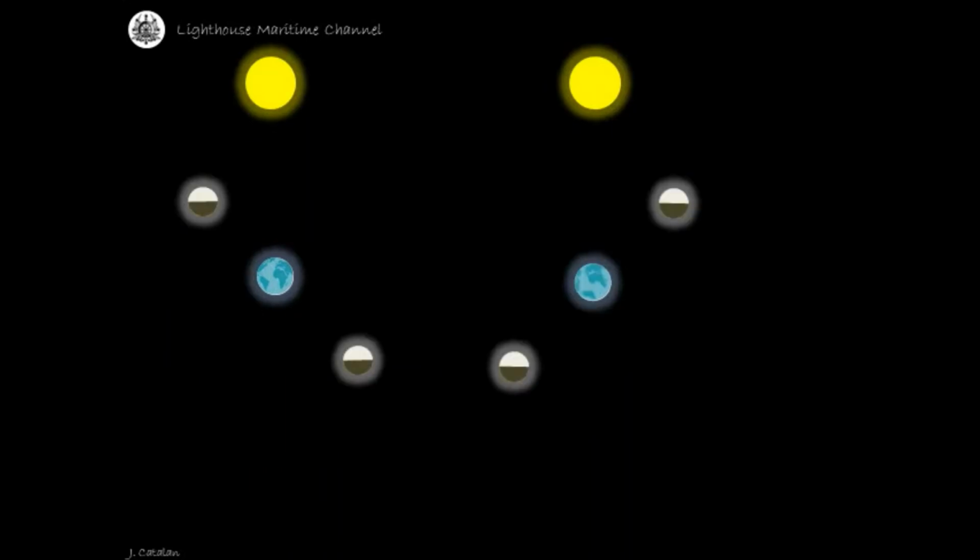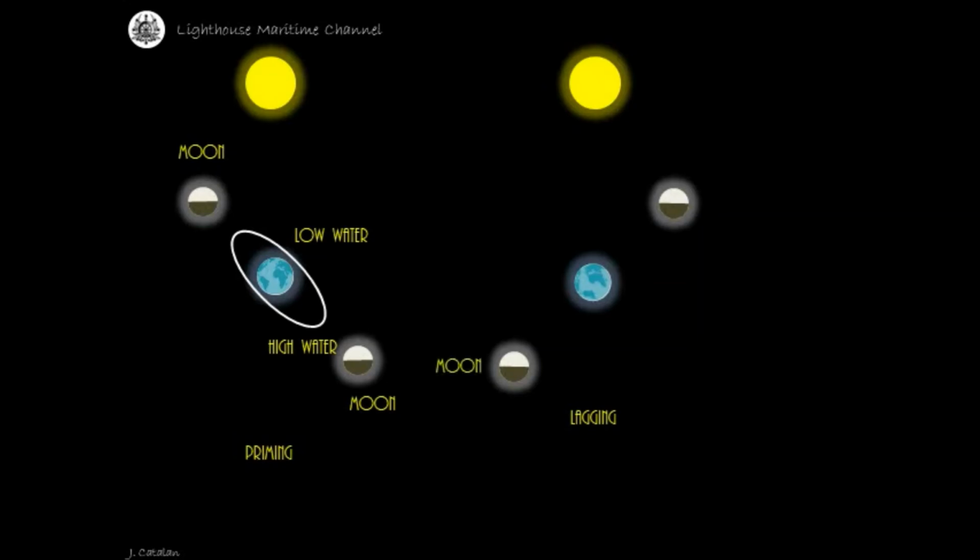Priming of the tide occurs when the Moon is between new moon and first quarter, and between full moon and last quarter. High tides occur before transit of the Moon. Lagging of a tide occurs when the Moon is between first quarter and full moon, and between third quarter and new moon. High tides occur after transit of the Moon.